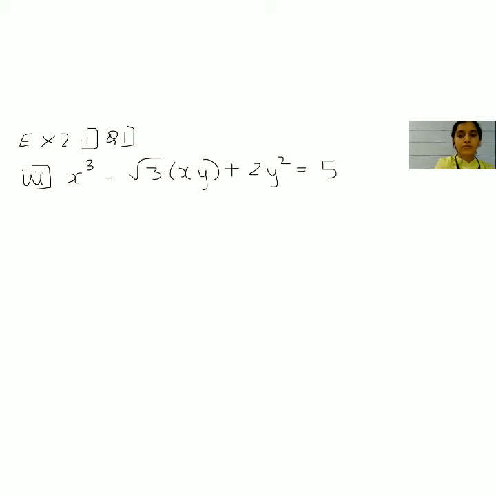Now let us begin with numericals on the same. I'm starting with exercise 2.1. Question 1 says find the equation of the tangent and the normal for the curves given below. All are of a similar type. I'll just solve two so that you know how to do them. I'm taking the third one now. Question 1, third one: x cube minus root 3 xy plus 2y square is equal to 5. You have to find the equation at the given point, root 3 comma 2.